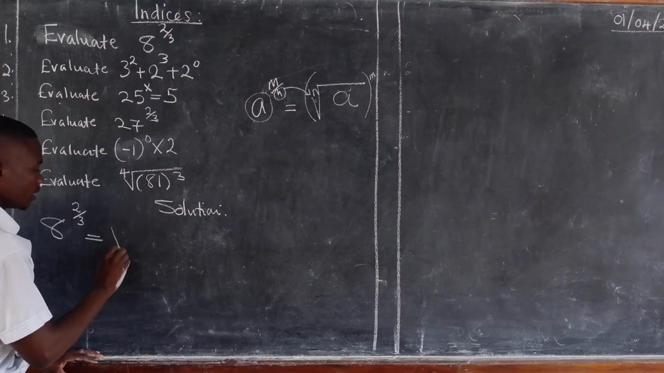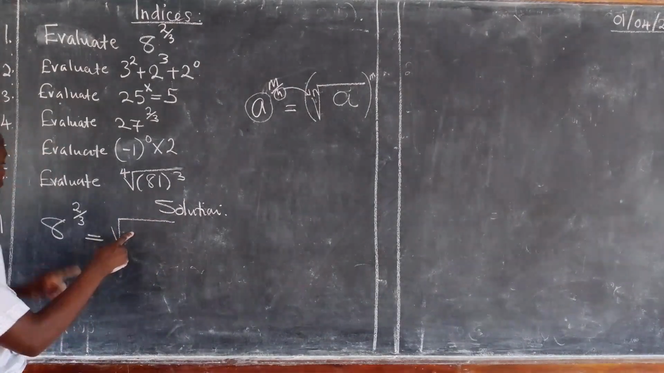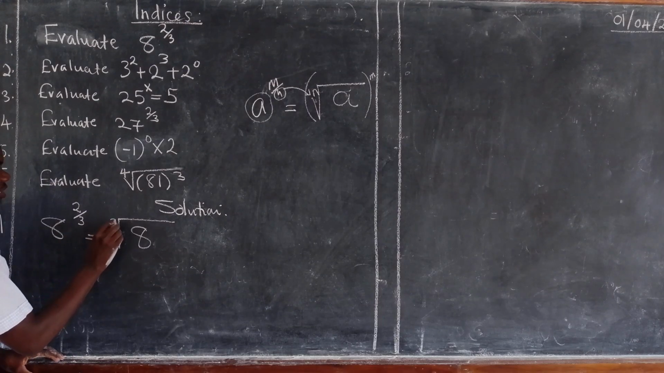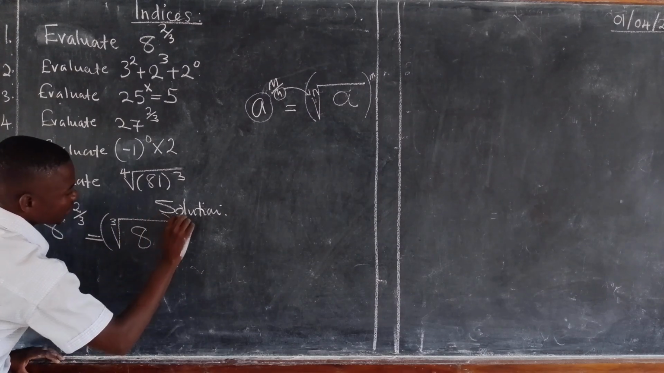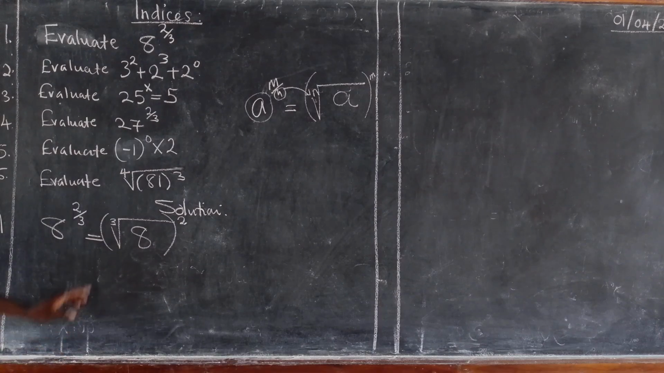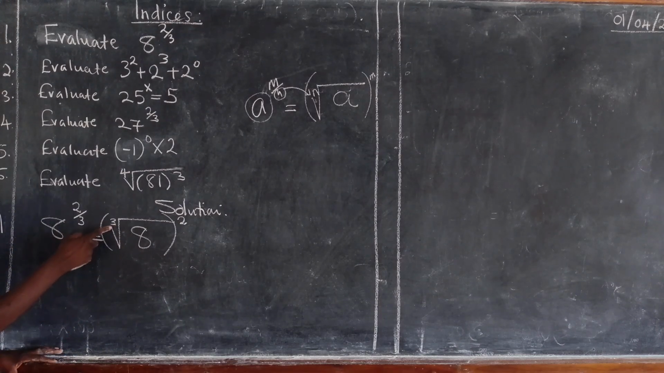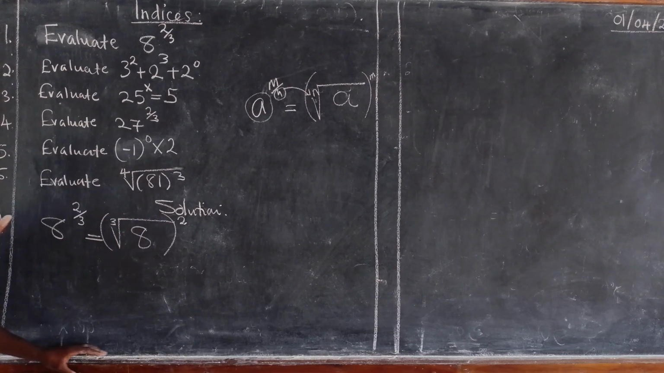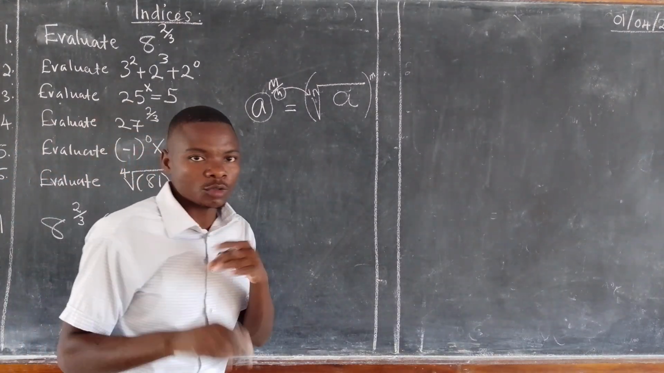So we are going to write the root. Inside we are going to put what? We are going to put 8. Then outside here we are going to put 3. Then here we put a 2. What's the meaning of this? The meaning of cube root is that we need to look for a number that you can multiply 3 times to give us what?